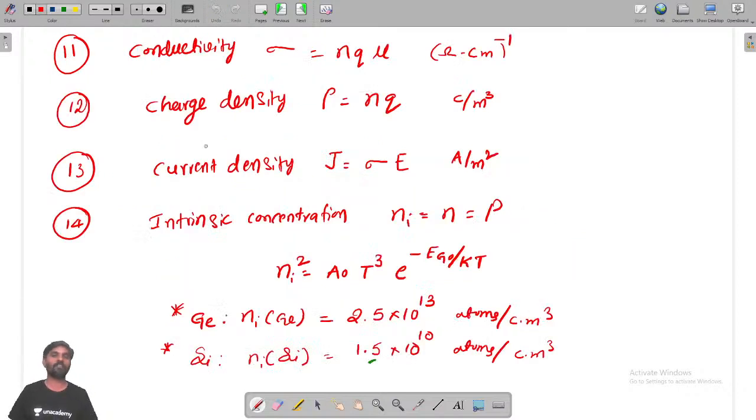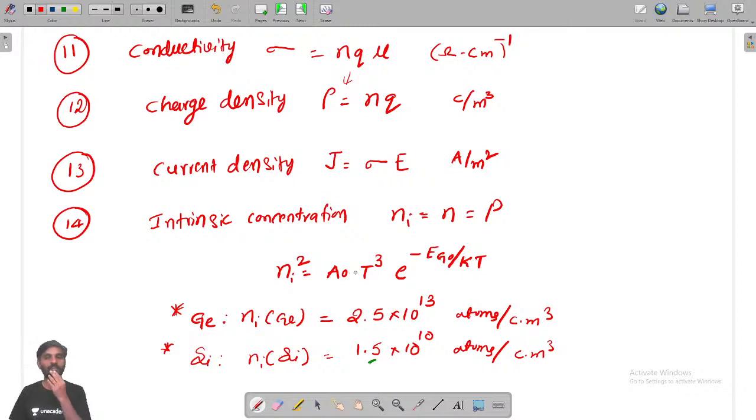And we have seen conductivity is equal to n q mu, and charge density rho is equal to n q. And current density J is equal to sigma E, where sigma is the conductivity. This we have just discussed. For intrinsic concentration, Ni is equal to n is equal to p.